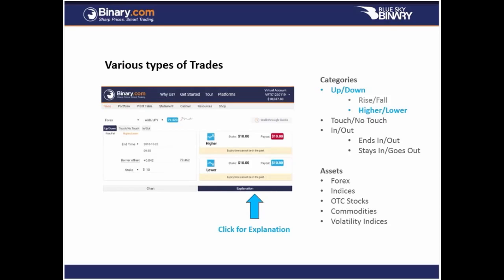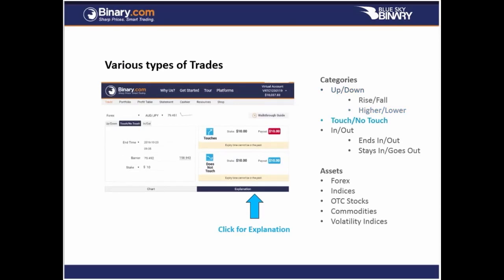Let me say that again. For the higher or lower, you can select what your entry price is. So for the first one, we have an entry spot. For the second one, we have a barrier. So we select a price, and we want the price to end up higher or lower than that price that we have selected. While for the rise fall, we select the current price when we are opening a trade.